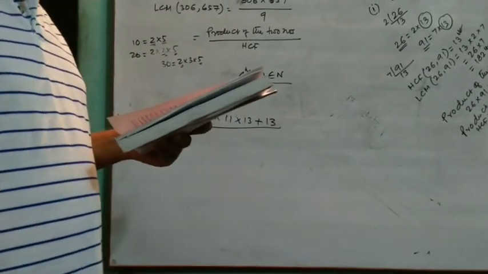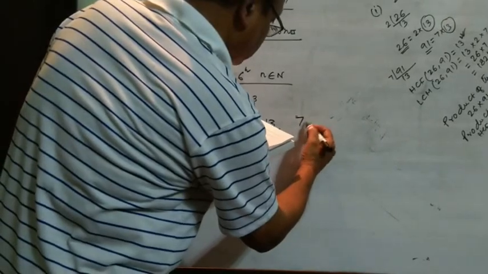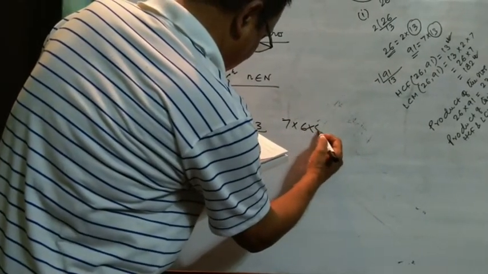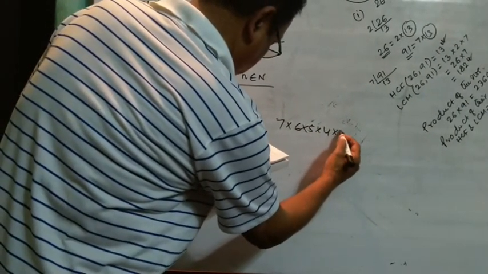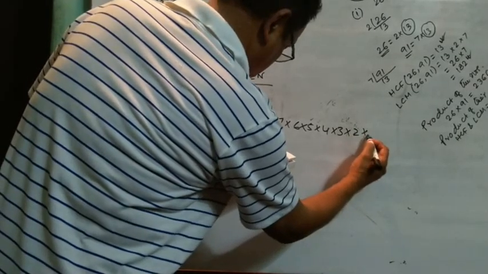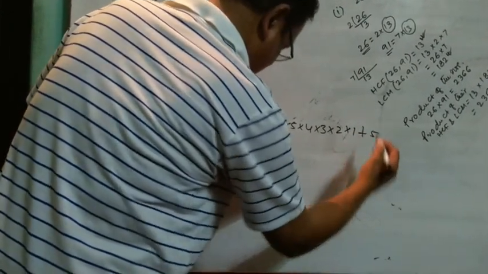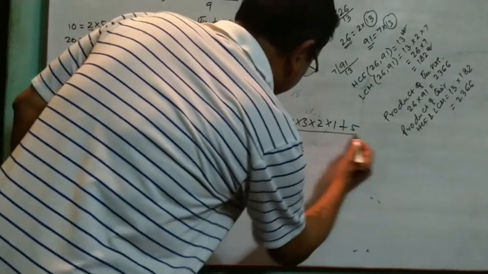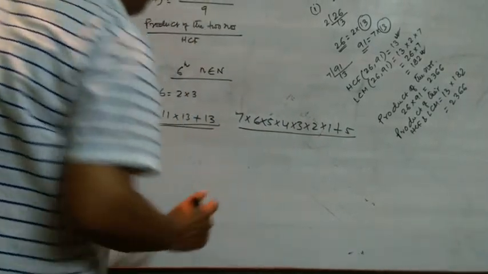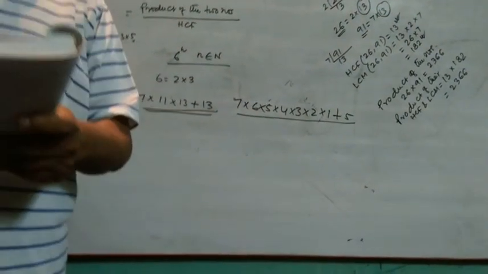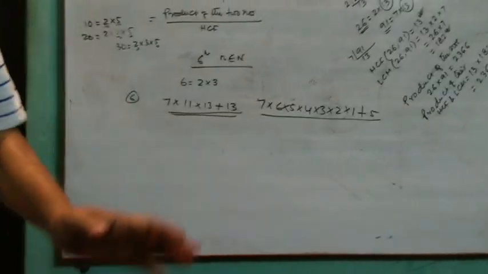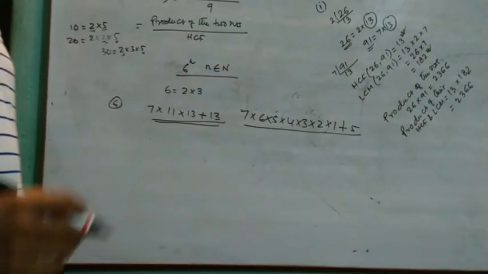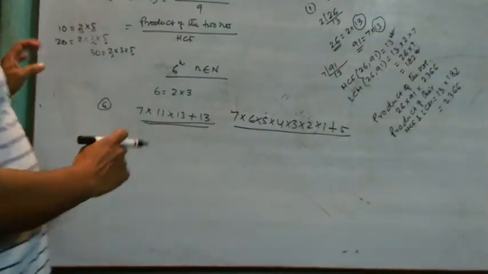And another question is 7 into 6 into 5 into 4 into 3 into 2 into 1 plus 5. This is a composite number and this is a composite number. Why? You have to say. The first one I am explaining; the second one you yourself will do in the light of the first.